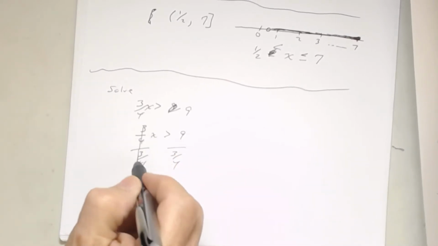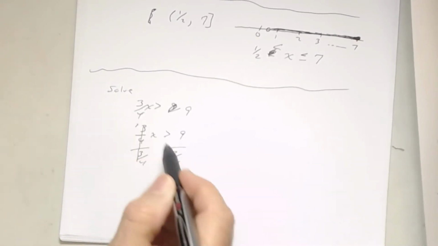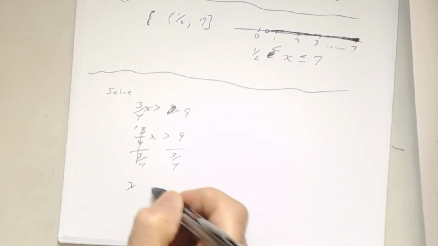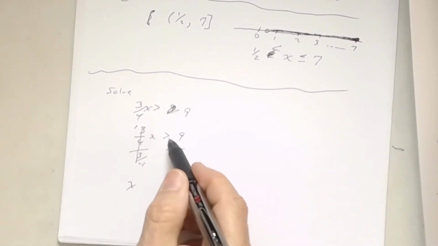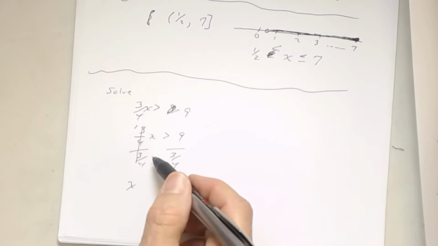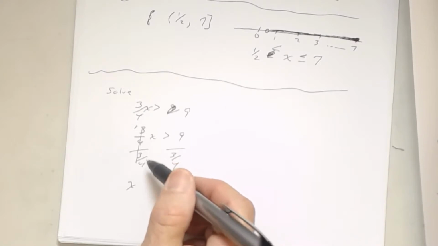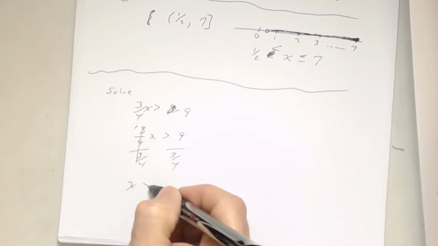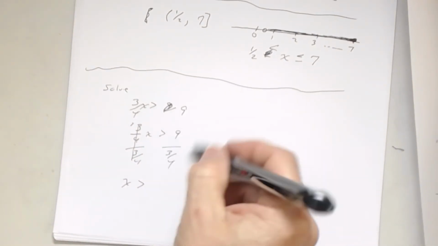And then 3/4 divided by 3/4 is 1. 1 times x is x. Do I need to reverse the equality symbol? Nope. Because the only time you do is when you multiply or divide by a negative number. It's greater than, so then I've got to figure out this part.